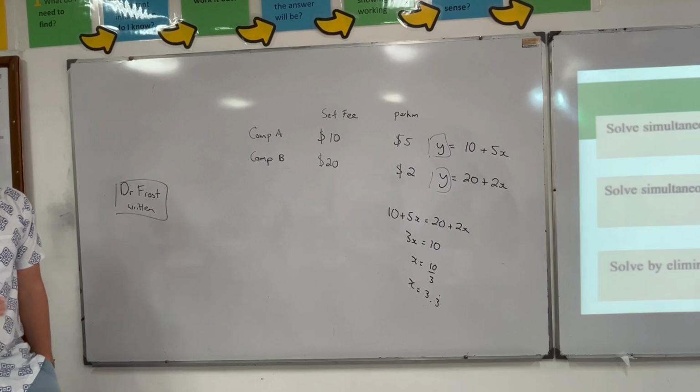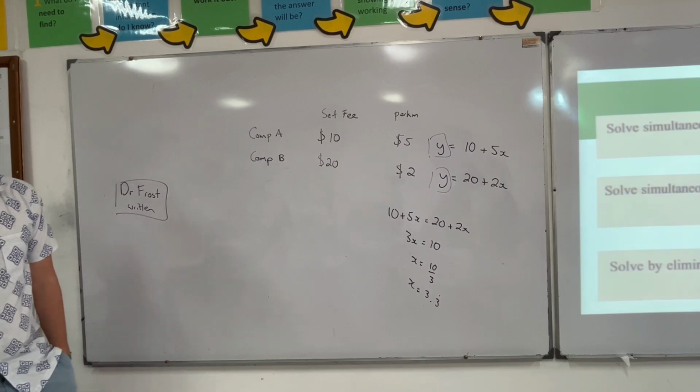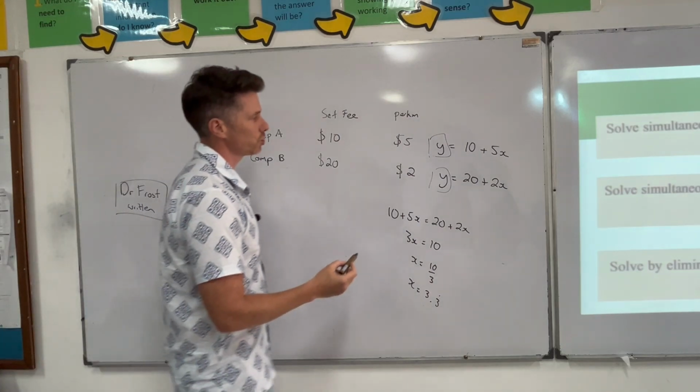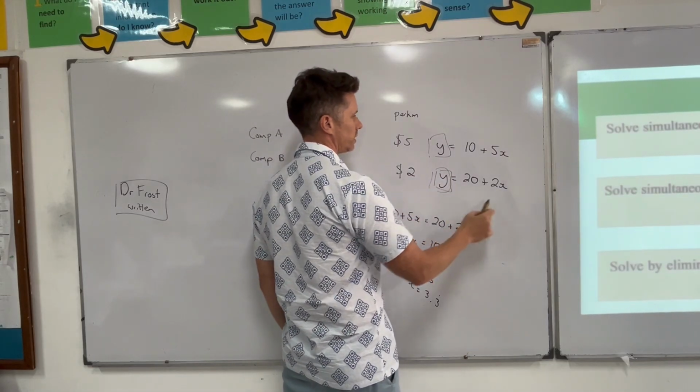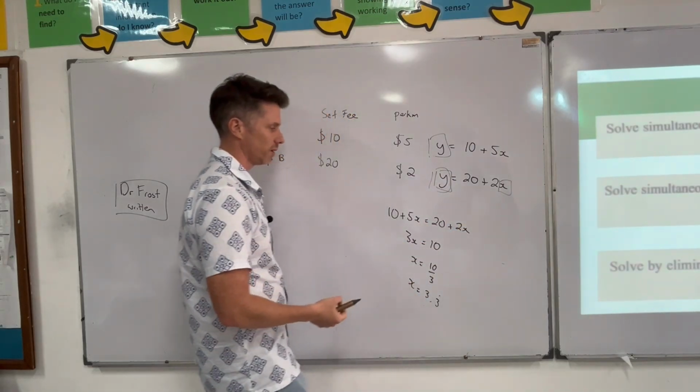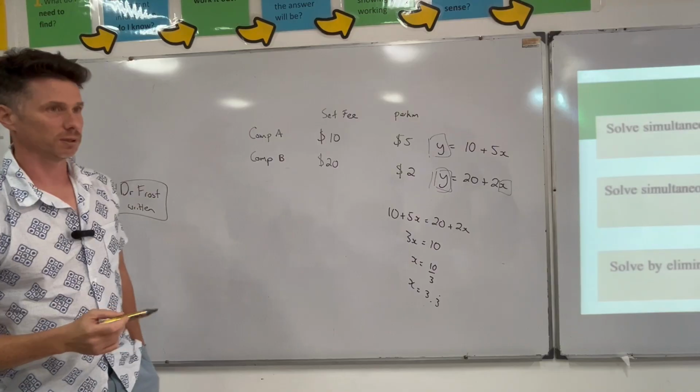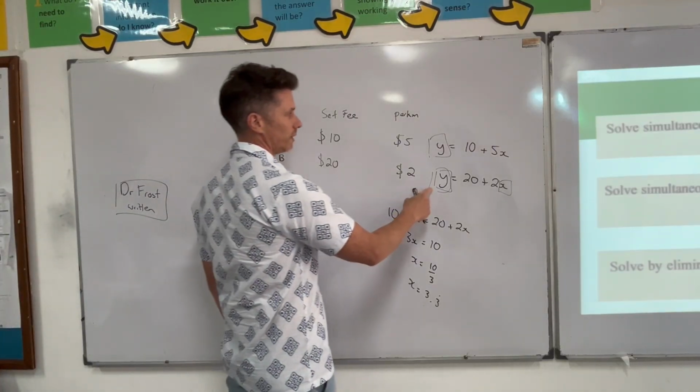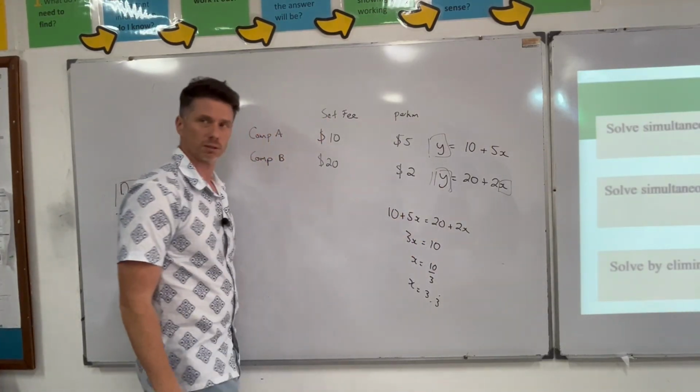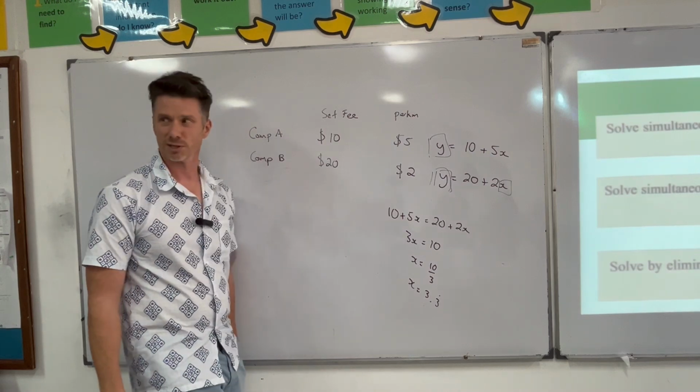Okay? So this is one way to solve what's called simultaneous equations. There are actually 2 unknowns: we don't know the total price, and we don't know the amount of kilometers. But we can now also solve for the y value. What's the cost at that particular point? What's the cost at 3.3 kilometers?